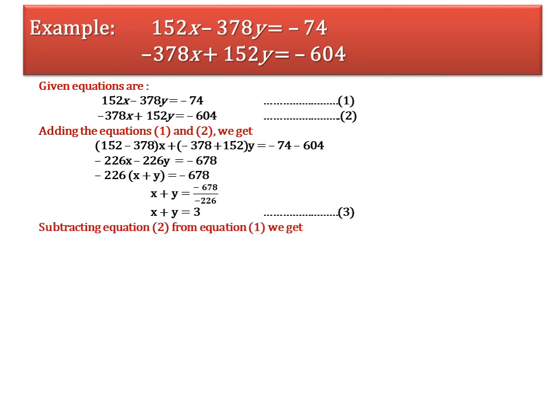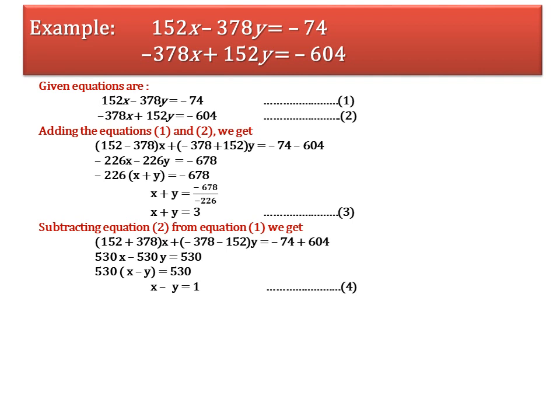Now subtracting equation 2 from equation 1, we get (152 plus 378)x plus (minus 378 minus 152)y equals minus 74 plus 604. After solving it, we get 530x minus 530y equals 530. Taking 530 as common, this results in 530 into (x minus y) equals 530. Now dividing both sides by 530, we get x minus y equals 1. This is our equation number 4.